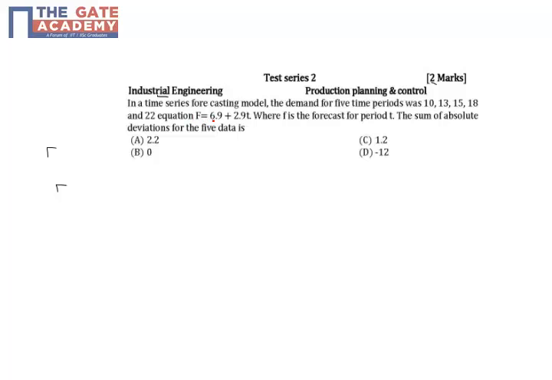And the forecasting equation is F equal to 6.9 plus 2.9 T, where F is the forecast for the period T. Now he is asking for the sum of the absolute deviation for the 5 data. He has given the time periods 1, 2, 3, 4, 5, and the demand as 10, 13, 15, 18 and 20.